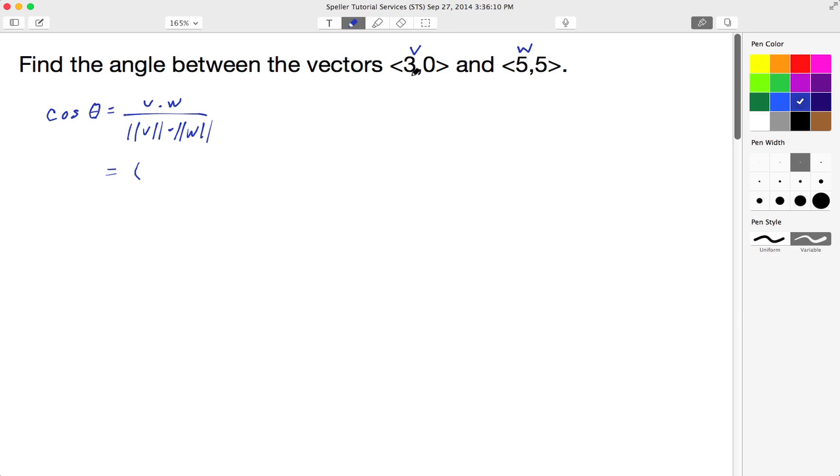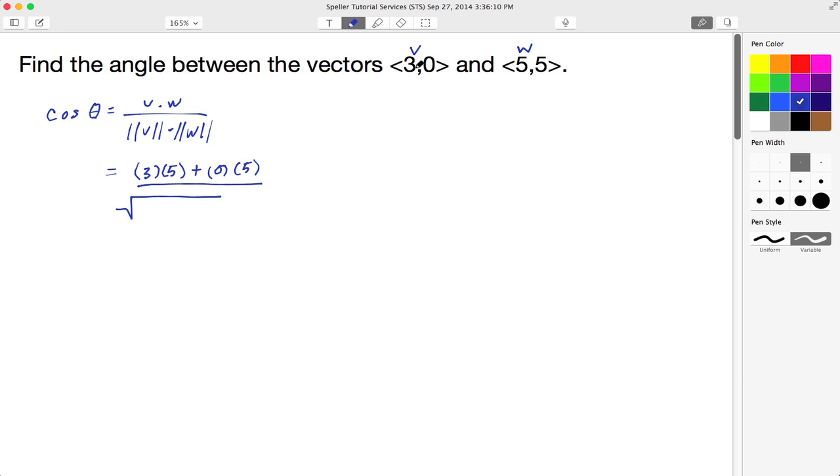So let's begin by multiplying the 3 times 5, because those are our two horizontal components, plus the vertical components product, which will be 0 times 5, and then we have to multiply that by the magnitudes.